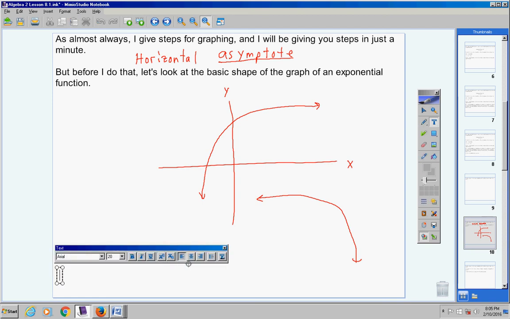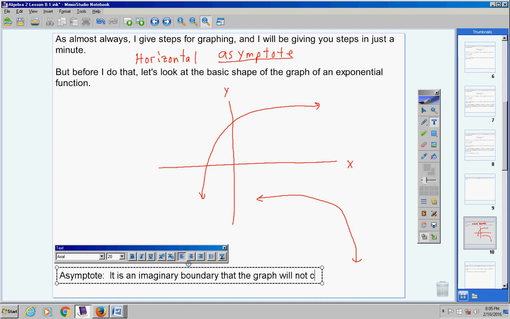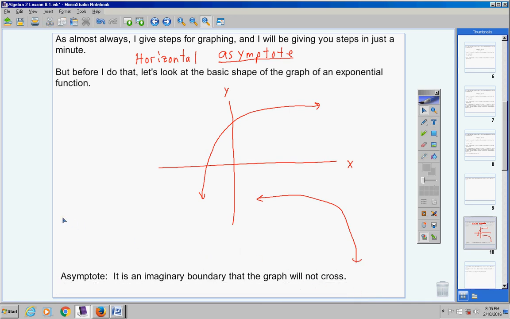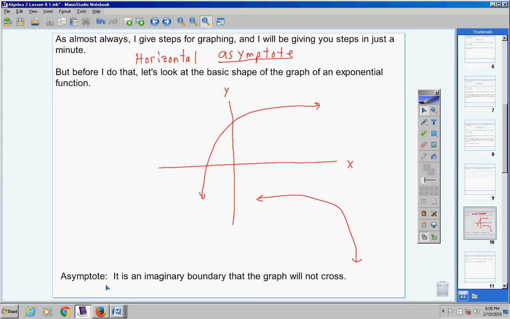So please copy this down. What is an asymptote? Here it is. Definitely copy this in your notes. It is an imaginary boundary that the graph will not cross. Okay, I would write that in your notes. It is an imaginary boundary that the graph will not cross. Now when I go to the next page, that's going to disappear. So copy that down, please. Asymptote, an imaginary boundary that the graph will not cross.